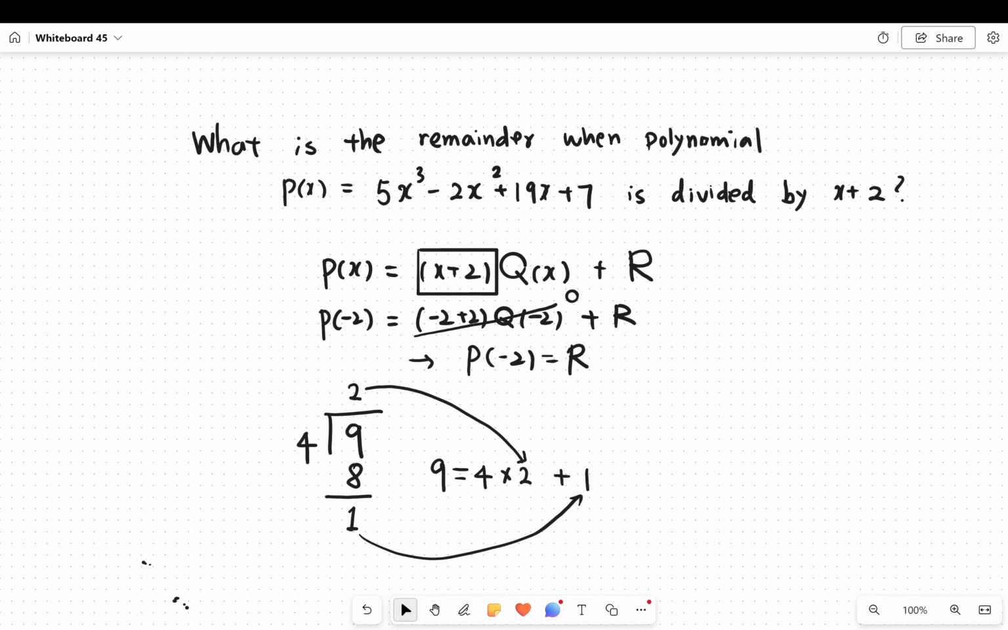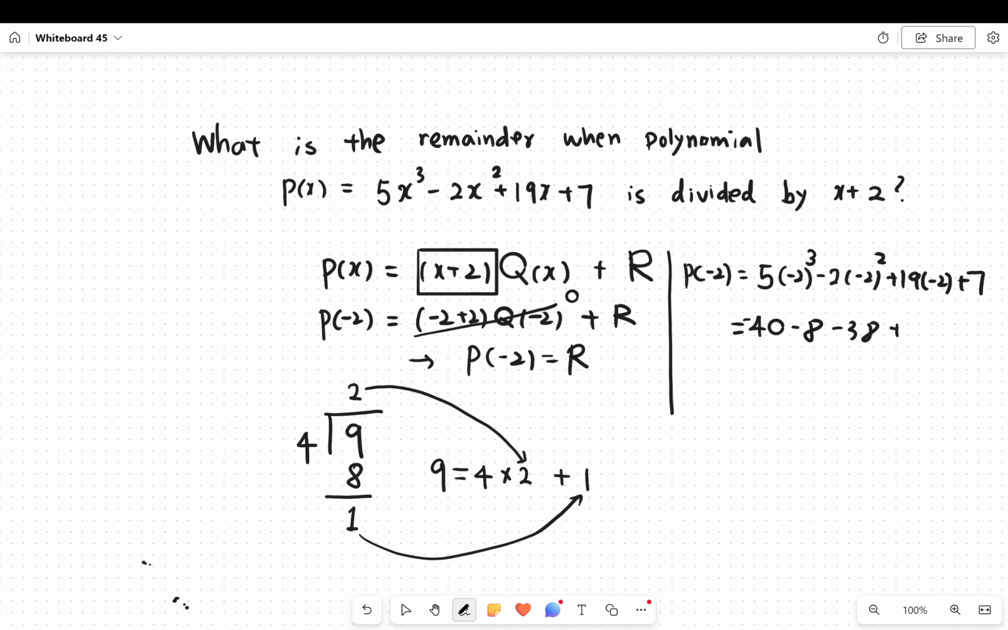Since the question is to find r, now we evaluate p of -2. Let me write it down here. So what is p of -2? It is 5 times -2 cubed minus 2 times -2 squared plus 19 times -2 plus 7. The first one, -2 cubed is equal to -8, multiplied by 5 is -40. Next, -2 squared is equal to +4, times -2 is equal to -8. And 19 times -2 is equal to -38, plus 7.